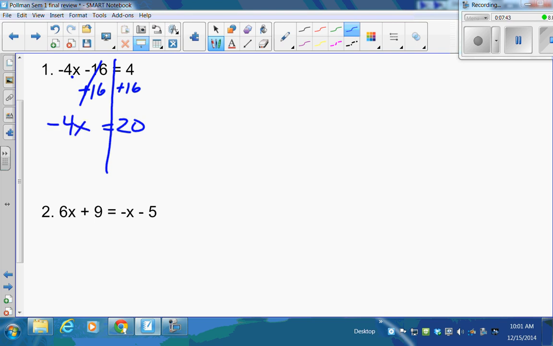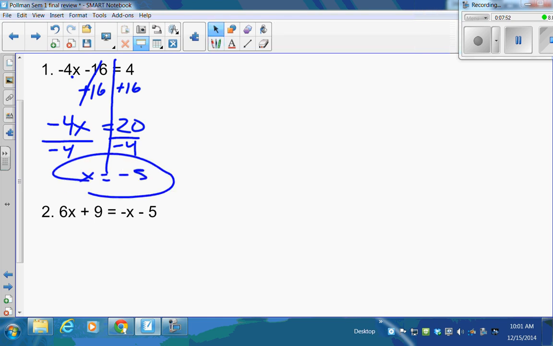I have negative 4x equals 20. Divide by negative 4 to get x by itself. Divide by negative 4. X equals negative 5. One almost identical to that one is on the test.